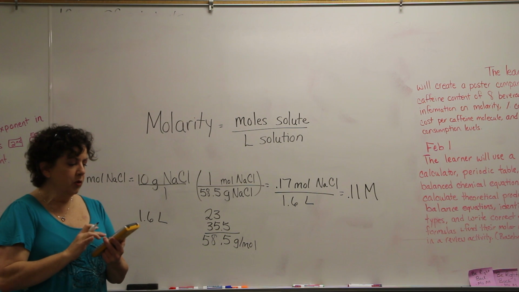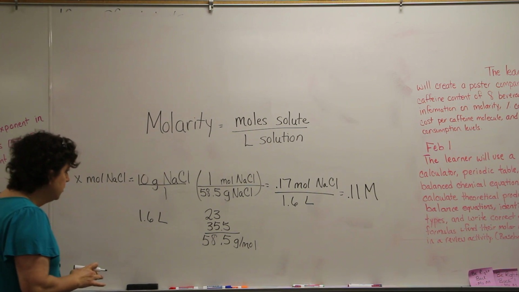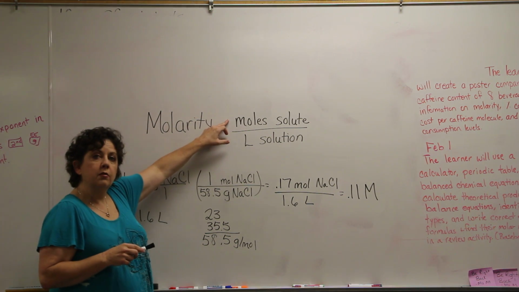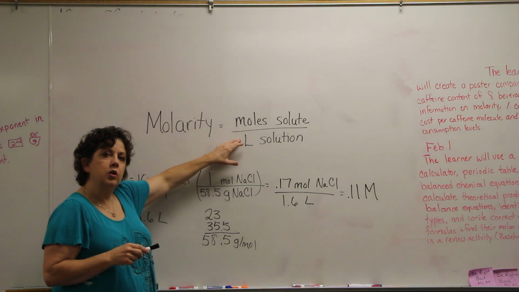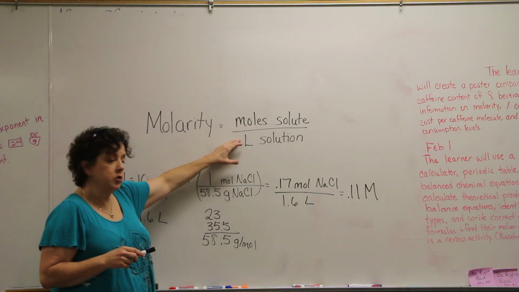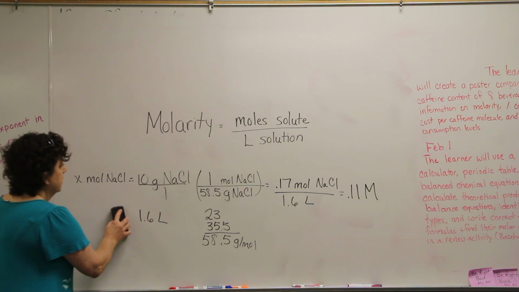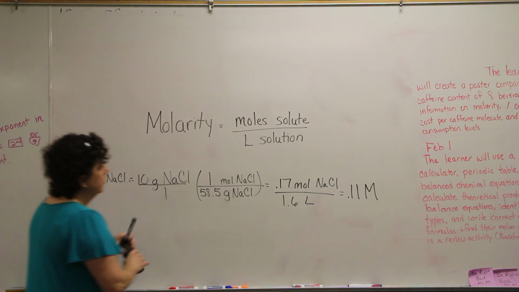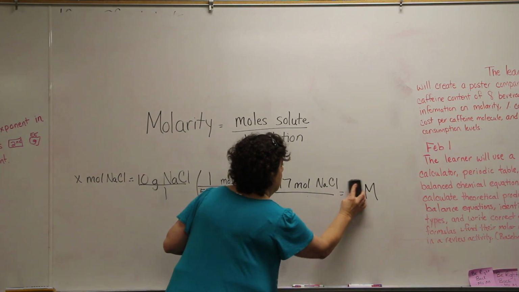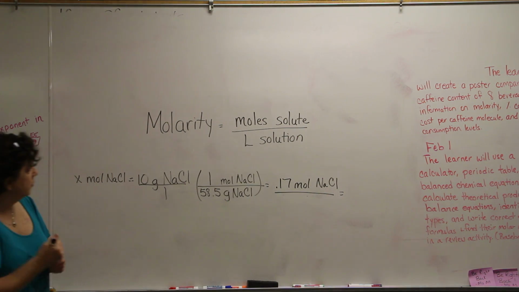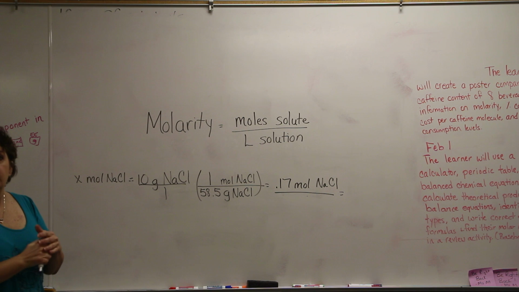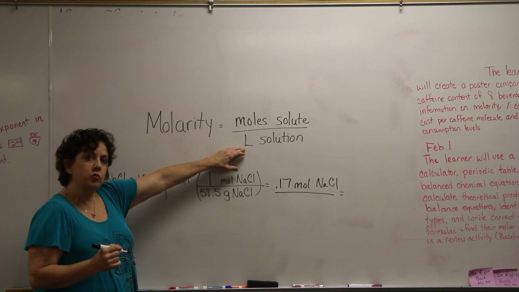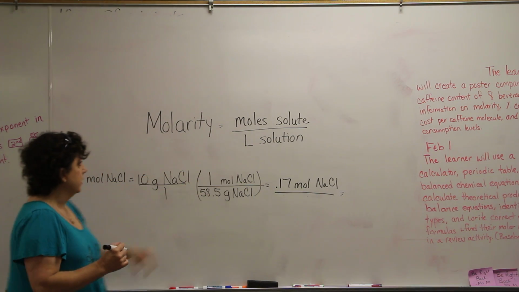Okay. So there's only one more thing that could make it more difficult for you. If you're given a mass in grams, you have to convert it to moles. Sometimes you're given a volume in milliliters, and you have to make that conversion to liters. So let's see what that would look like. What if instead of 1.6 liters, we said that this was in 420 milliliters? Well, we would have to convert those 420 milliliters to liters in order to calculate our molarity.